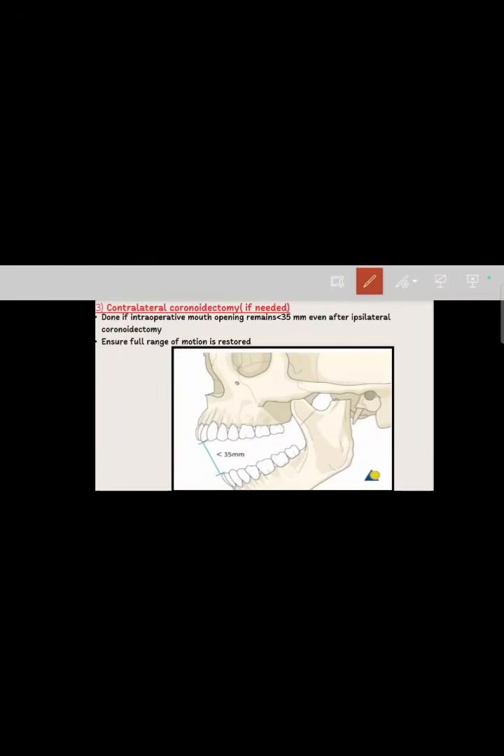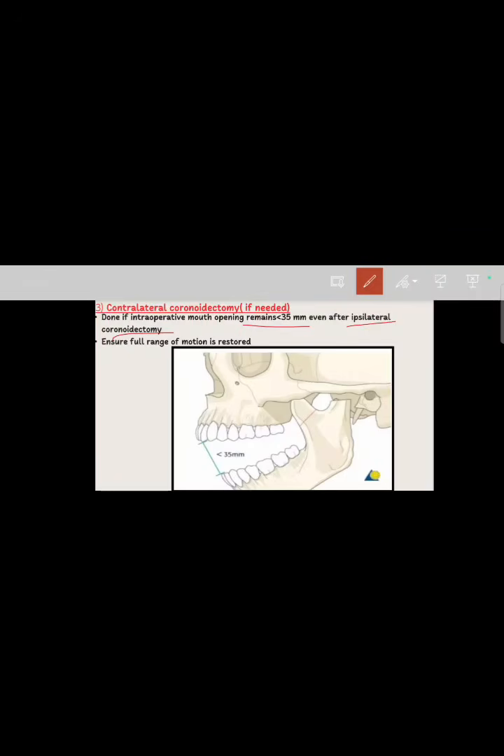Now the step 3, contralateral coronectomy if needed. So this is done only if required. So the indication is if mouth opening is less than 35 millimeter even after ipsilateral coronectomy. So to ensure full range of mouth opening.